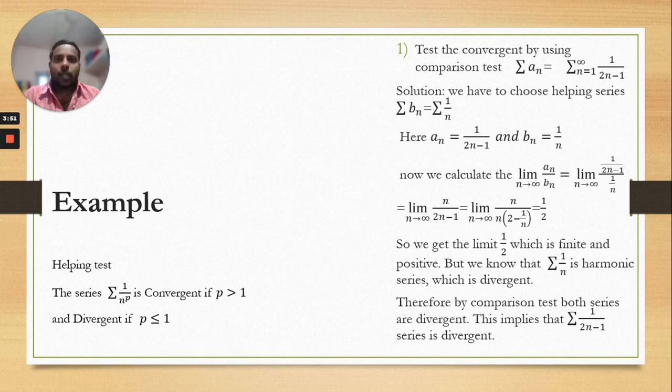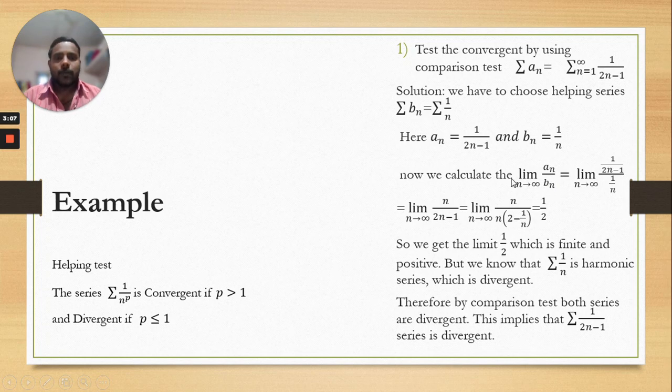Now move on to our example. The given series is summation an, equal to summation, n running from 1 to infinity, of 1 over 2n minus 1. We have to check whether this series is convergent or divergent by using the comparison test. For that, we choose the helping series summation bn equal to summation 1 over n. Here, an is equal to 1 over 2n minus 1 and bn is equal to 1 over n. Now we calculate the limit as n tends to infinity of an over bn.